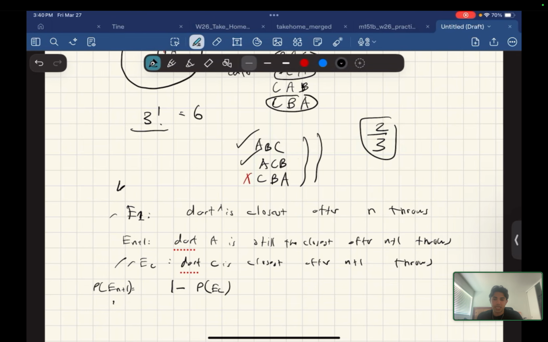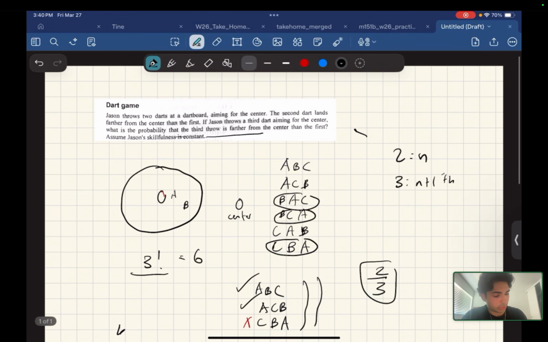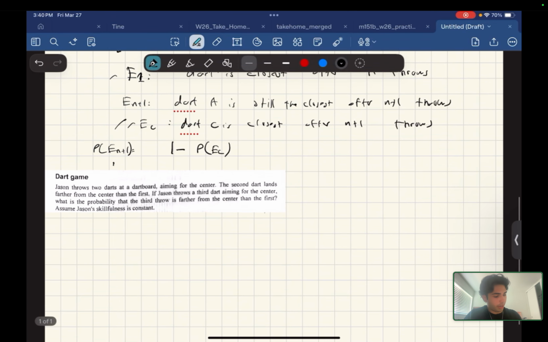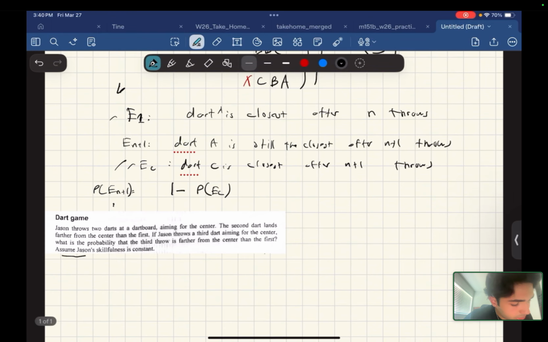Now, what's the probability of event C? Well, the chance that dart C is the closest dart after n+1 throws, we have to look back at this part of the question. Actually, I'm going to bring this down so you can see it better. It says, assume Jason's skillfulness is constant. That means each throw is independent, and thus any given throw can be our new best one. So it's like saying, I'm going to throw the dart 5 times. I'm going to throw it the same way every single time, right? The chance that any given dart is the closest one is 1 out of 5.